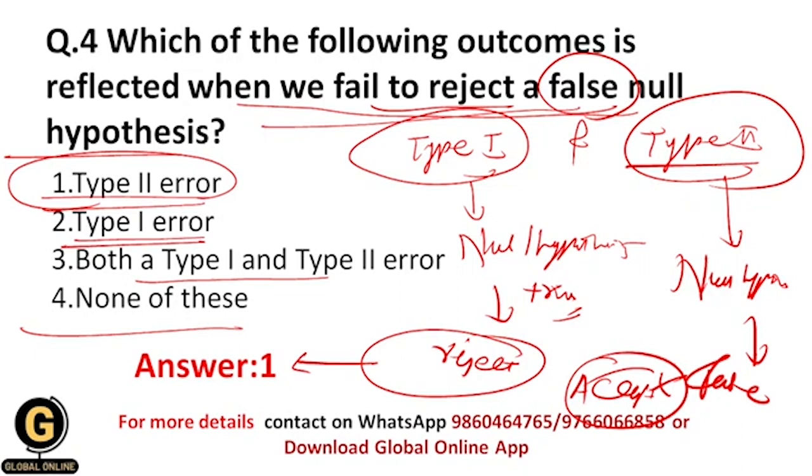Okay, and that's why your correct answer should be either type 2 error or type 1 error. So you need to eliminate this option as a whole. Whenever such kinds of questions are asked in your entrance exam, that's why in this situation type 2 error is occurring.